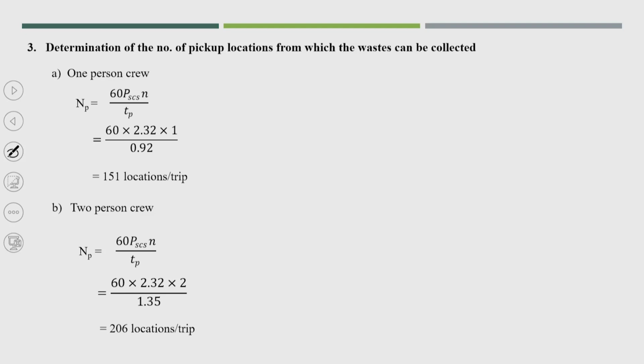Okay. You see here the number of pickup locations in the 1 person crew is less than the 2 person crew.